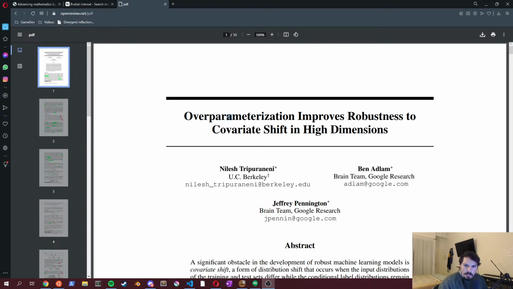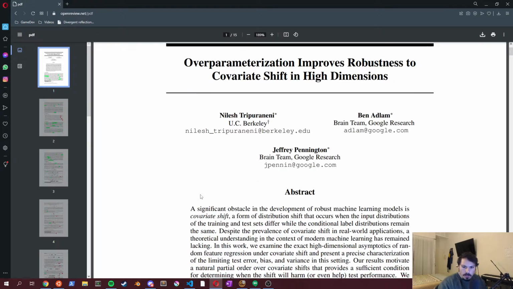So it seems like a pretty interesting paper discussing essentially the relationship between how many parameters are in a machine learning model and how robust that model is to covariate shift, which is when there's a difference between the data that you're training with and the data that you're testing on in a machine learning setting. So we're going to try to go through this paper.